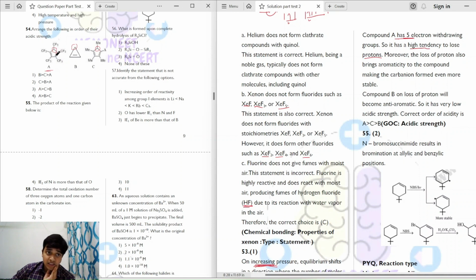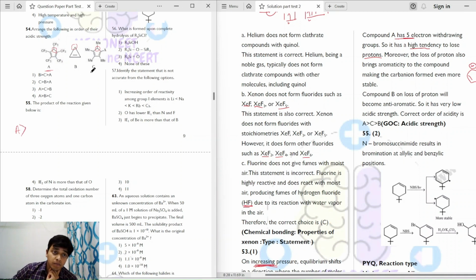Moreover, as we see, this is a 5-membered ring, and it has two double bonds. So when a negative sign is here, we can see that the ring has become aromatic. So due to this aromaticity, the carbanion is very, very stable. So A will be the most stable, A will be the strongest acid.